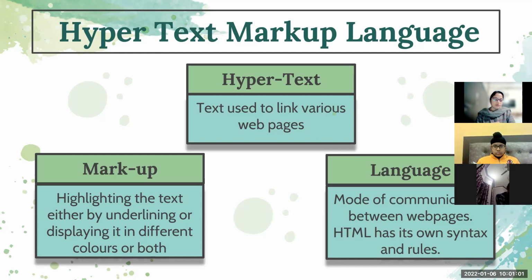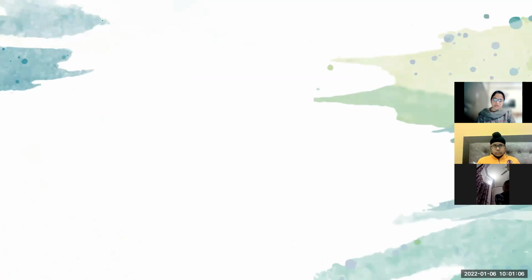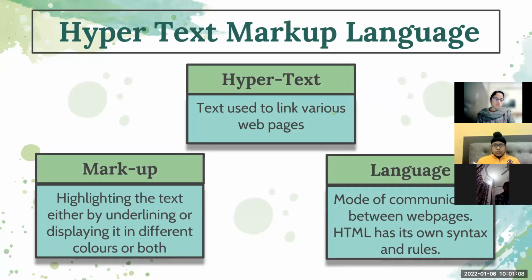So every language that we use to communicate with a computer is a computer language, and every language has its own syntax and rules. So HTML also has its own syntax and rules. You are supposed to learn those rules to write those statements for creating web pages. Okay. So hypertext means the text used to link the various web pages.